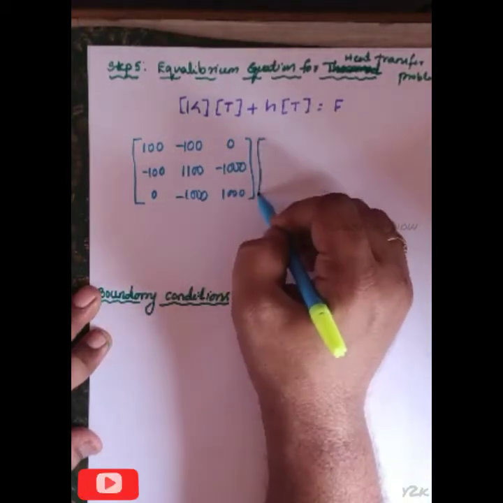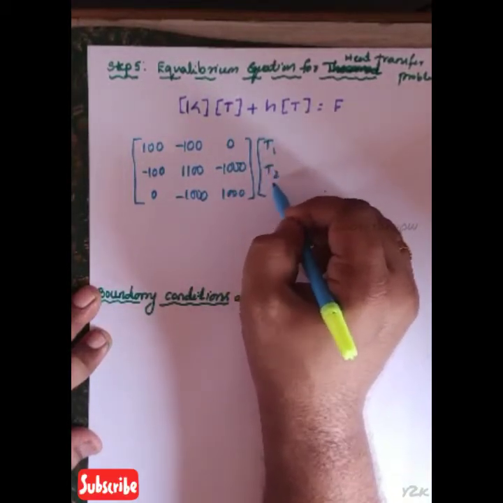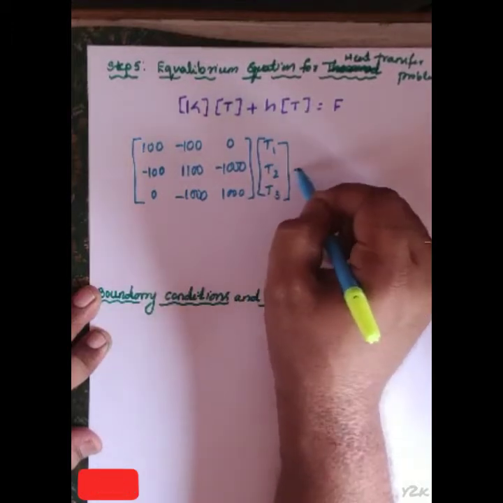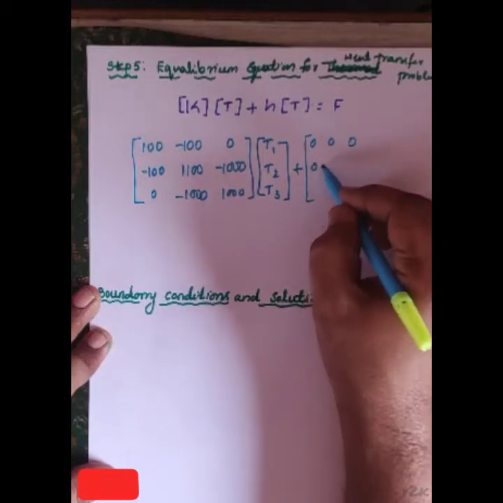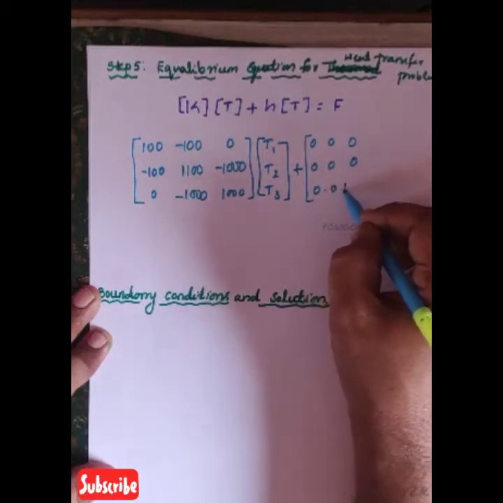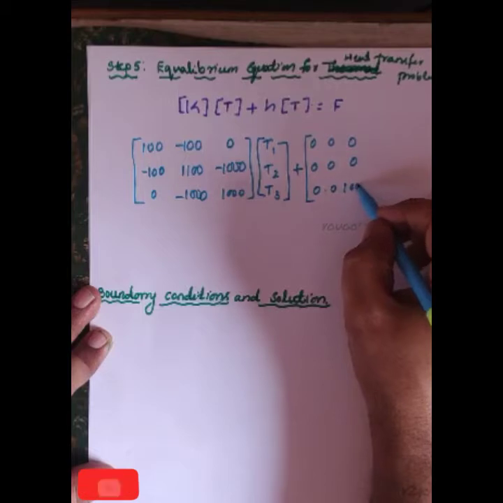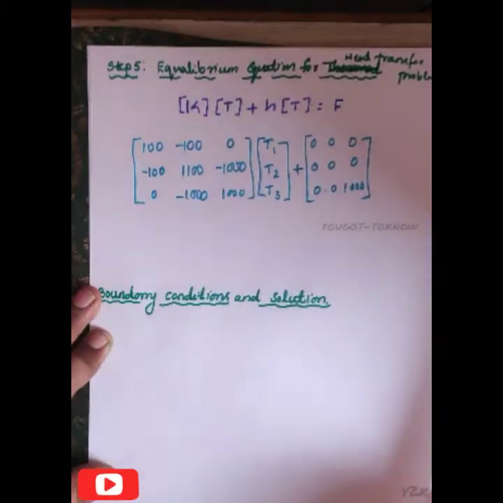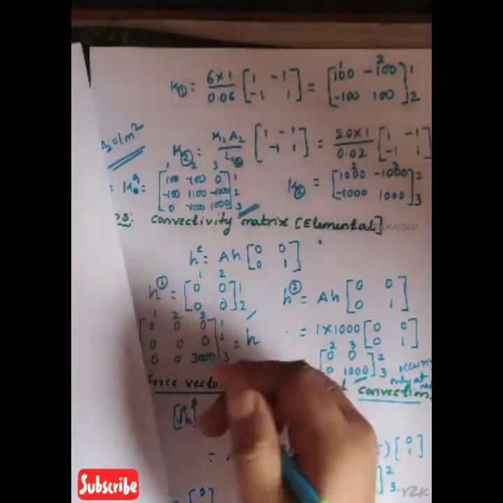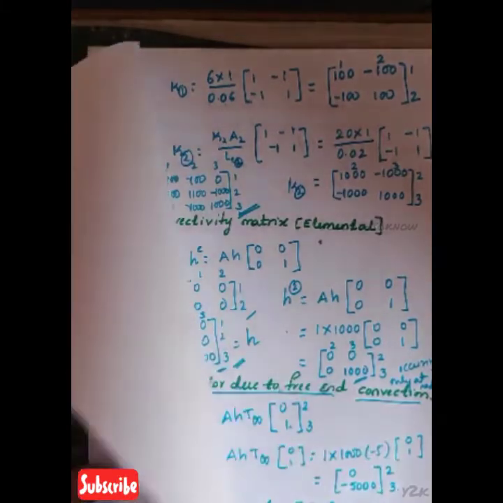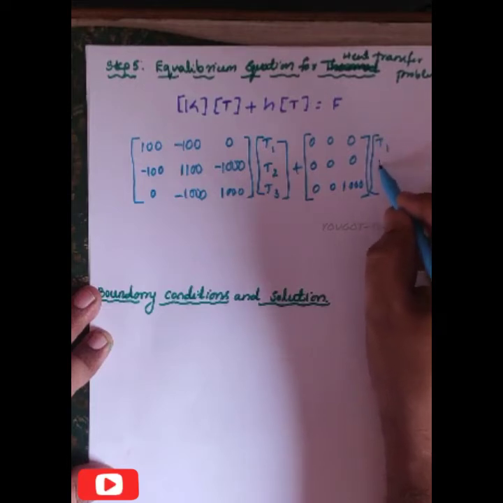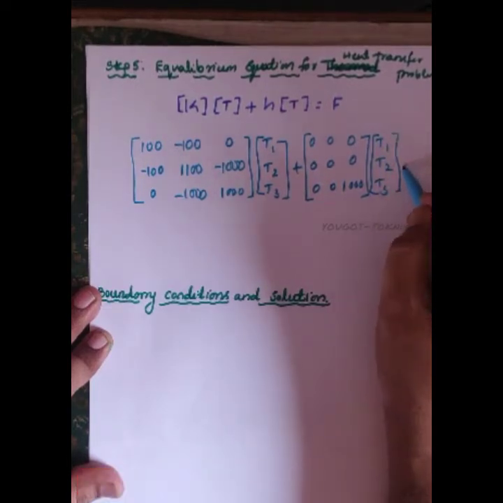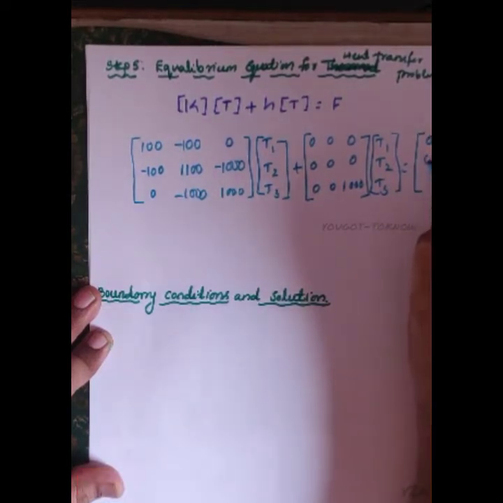Similarly, what is T? How many temperatures? T1, T2, T3. What is H? H is your convection matrix. What is convection matrix? 0, 0, 0, 0, 0, 0, 0, 0. What is the value here? 1000. Sorry, 1000 is the value. Now, into T1, T2, T3. What is FH? FH will be equal to 0, 0, minus 5000.